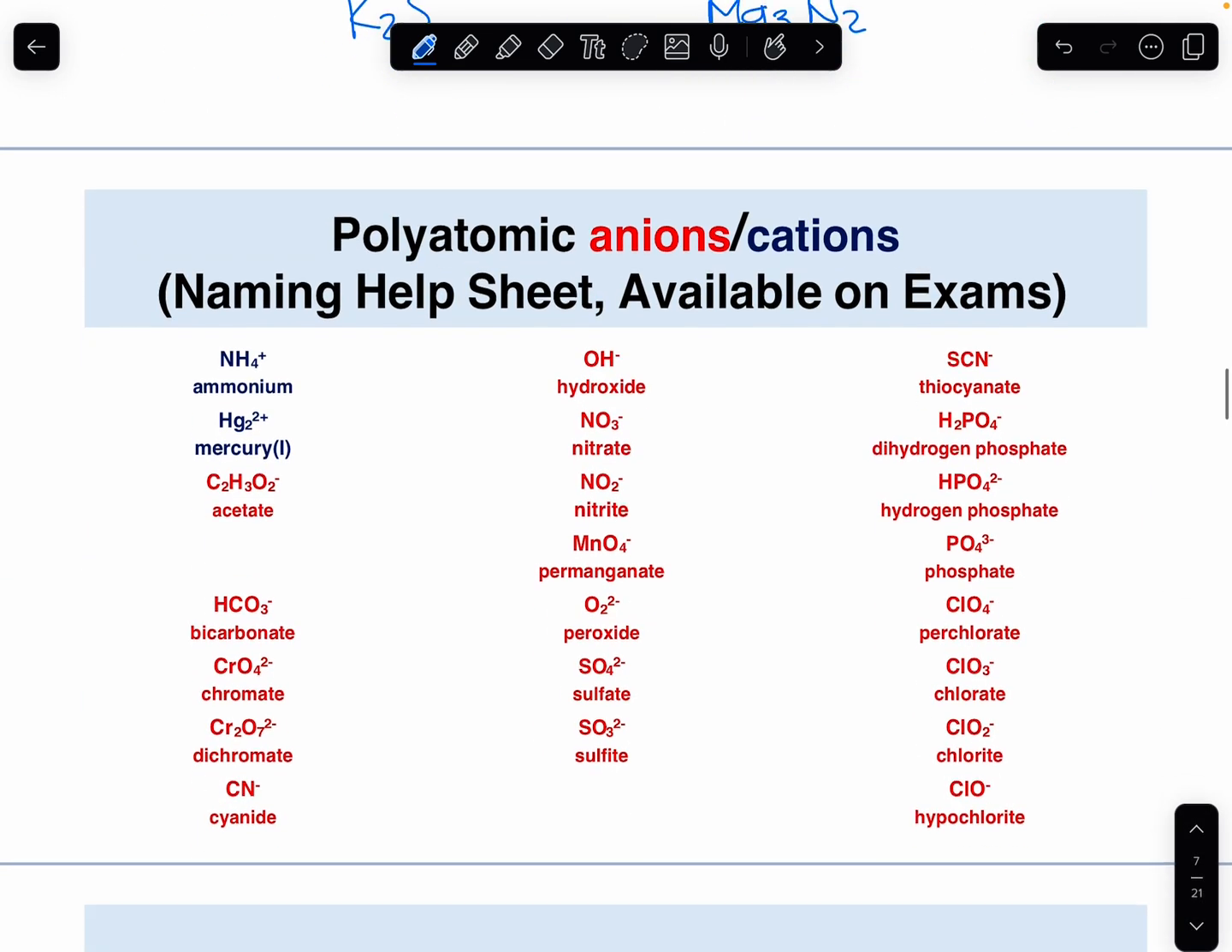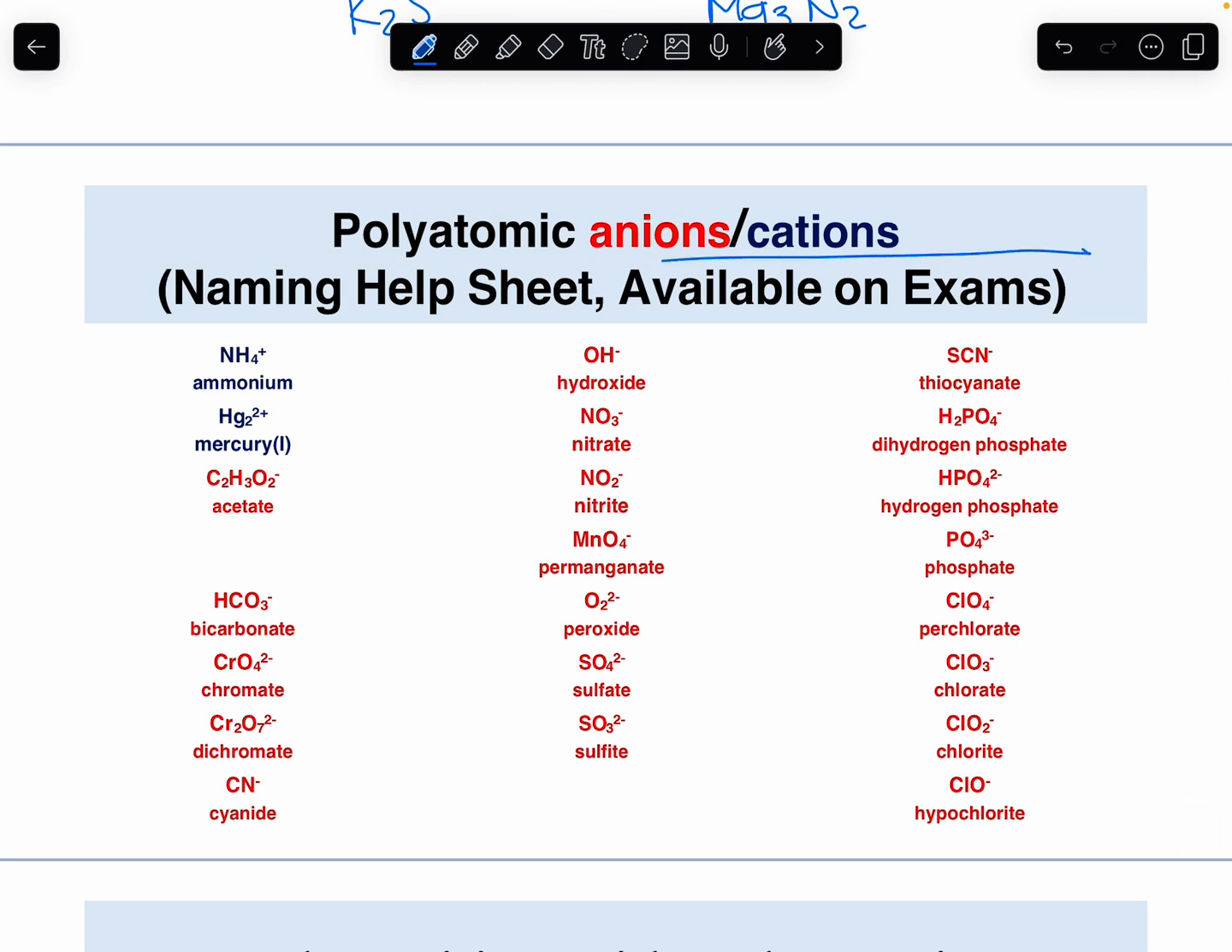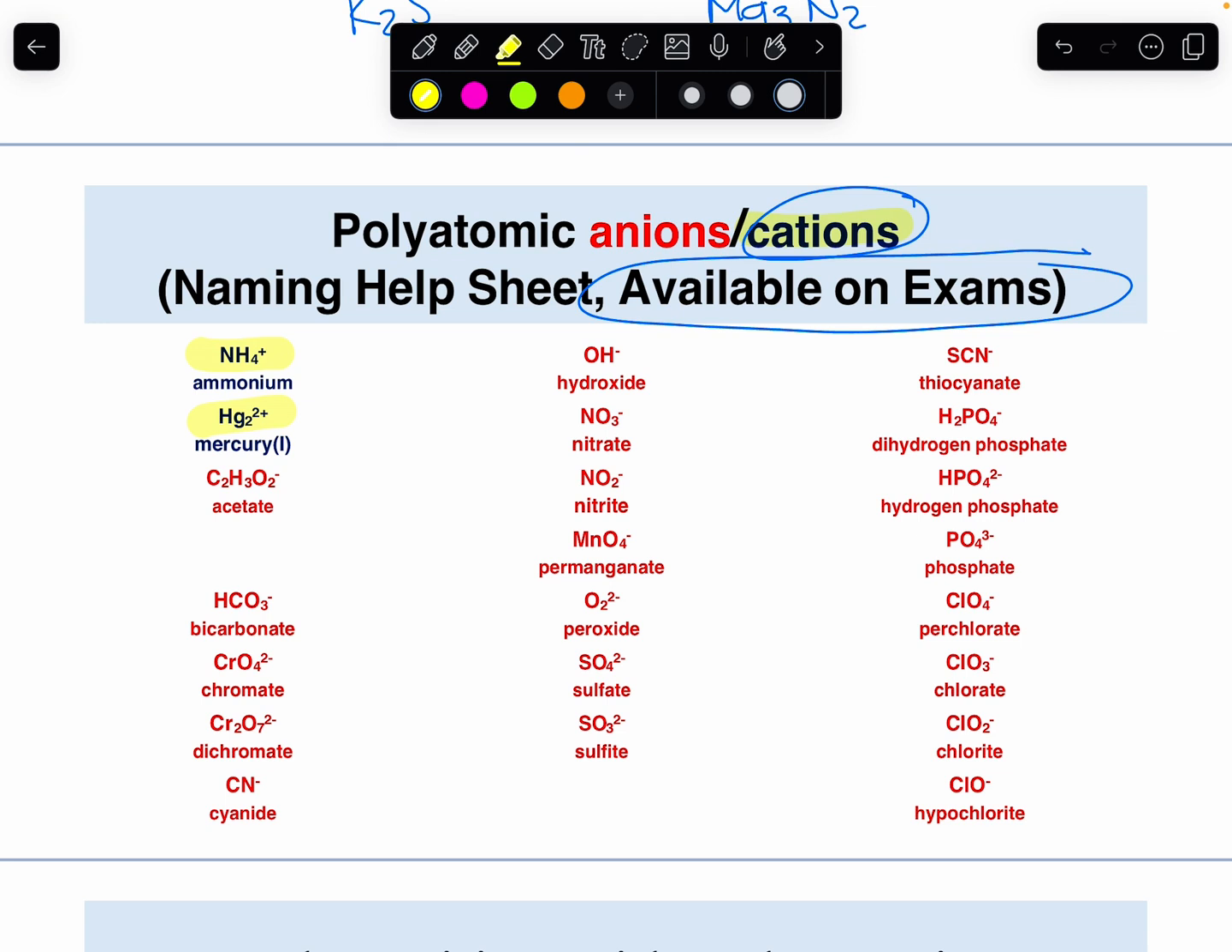All right, moving on. Now, this is going to be available on all your exams. I'm going to give you a copy in class, and this is a bunch of different cations, which in this case are these two. So these are the positive components, and the rest are anions, and that's all the red ones here, okay? And again, cations just mean it has a positive charge, like these do, and the rest have negative charges, okay? So again, you're going to get to use this.